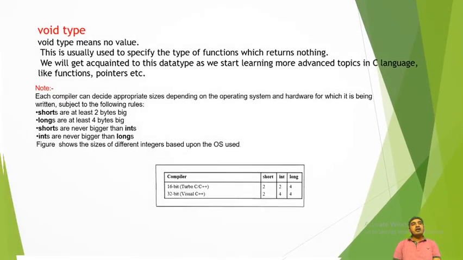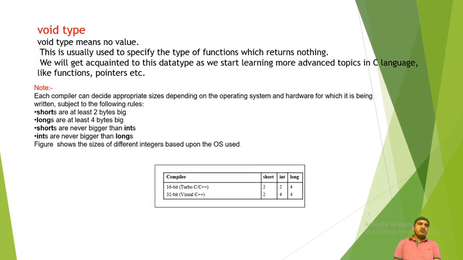Now the void type. Void type means no value. This is usually used to specify the type of a function which returns nothing. We will become acquainted with this data type as we start learning more advanced topics in the C language, like functions, pointers, and arrays, in this chapter.